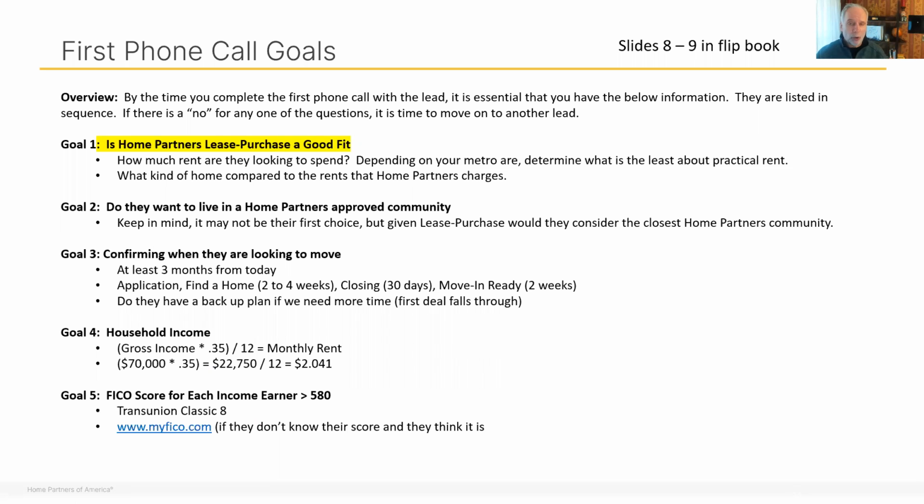So the first thing, my overarching goal for this phone call is to see, is Home Partners a good fit for Henry and his family? His wife's name is Mary, right? Is it a good fit? Question number one, does Henry want to live in a Home Partners approved community? Obviously critical. So I want to make sure I don't leave that phone call without getting that information.